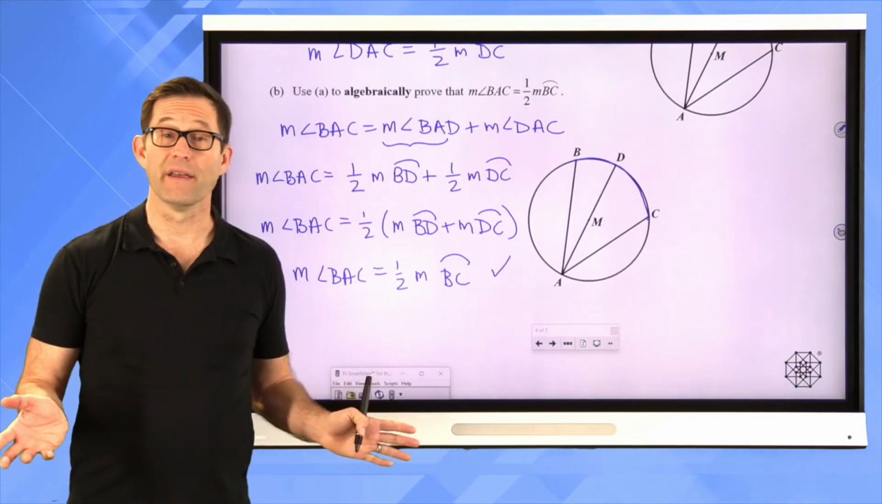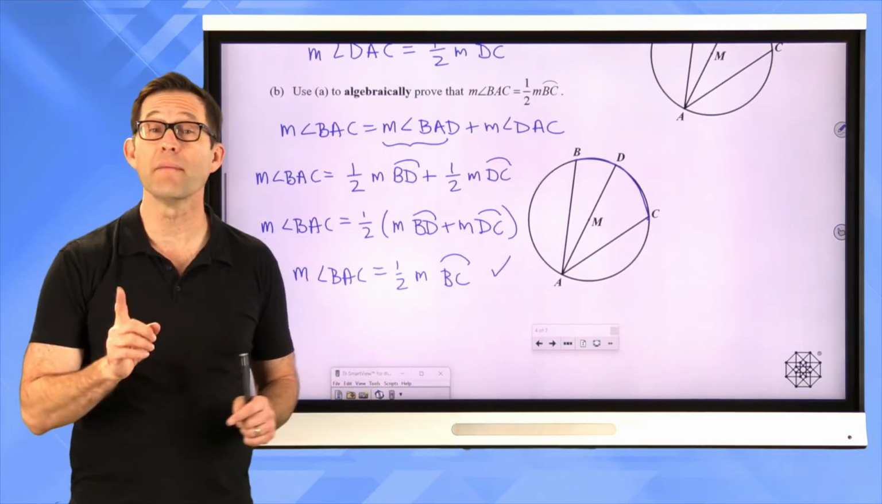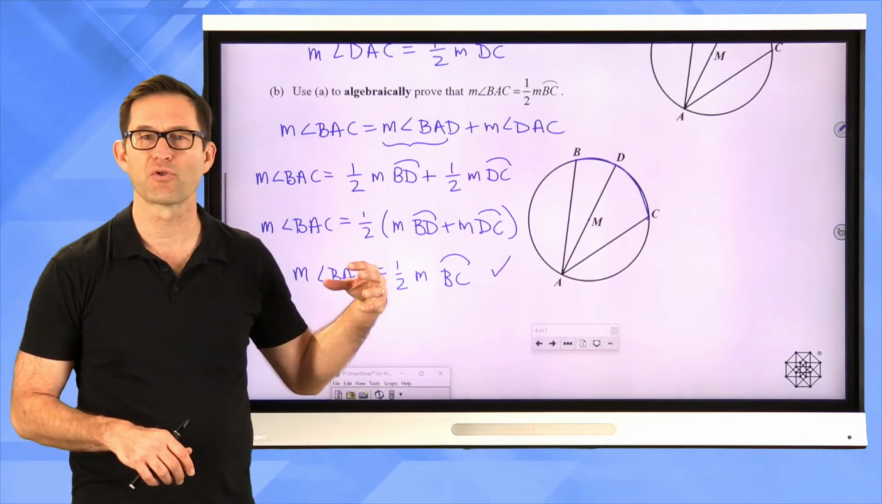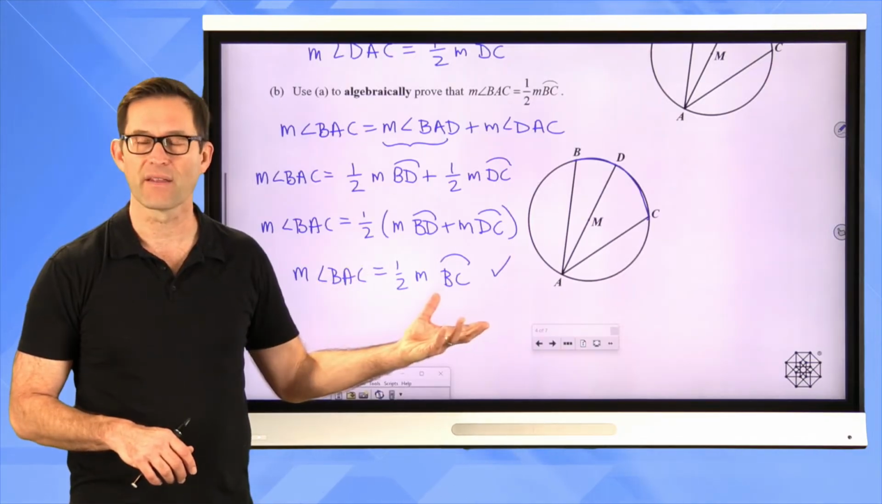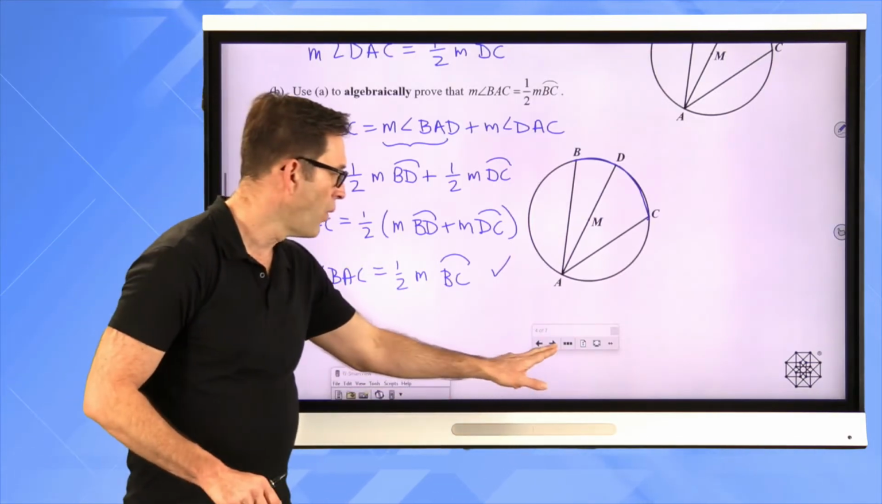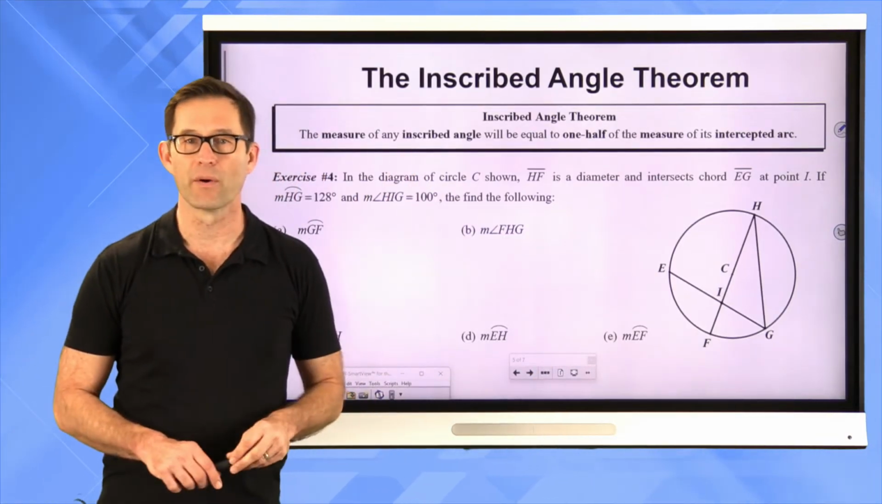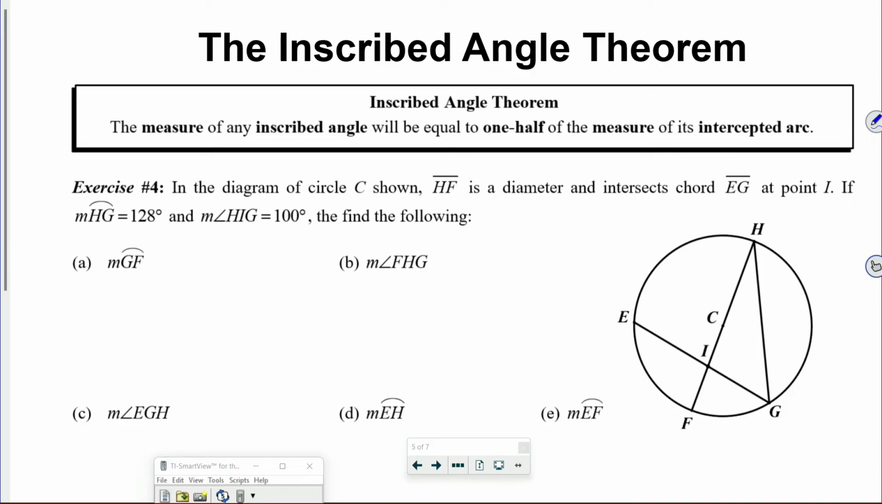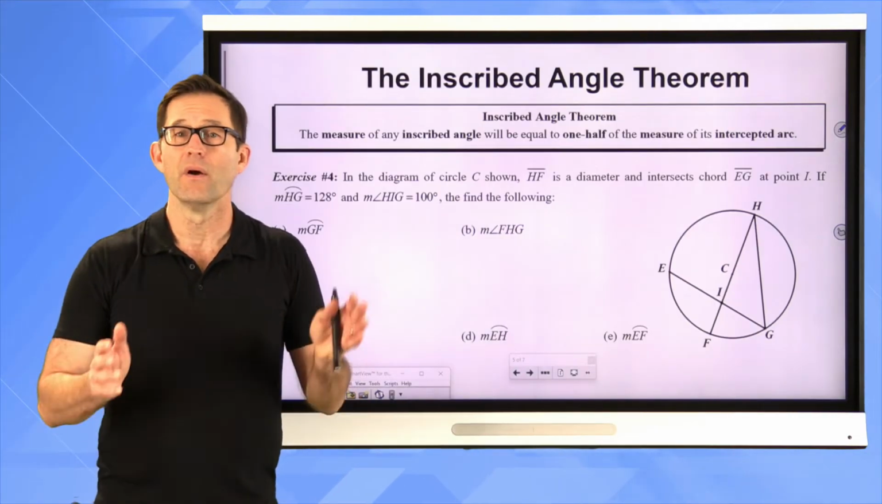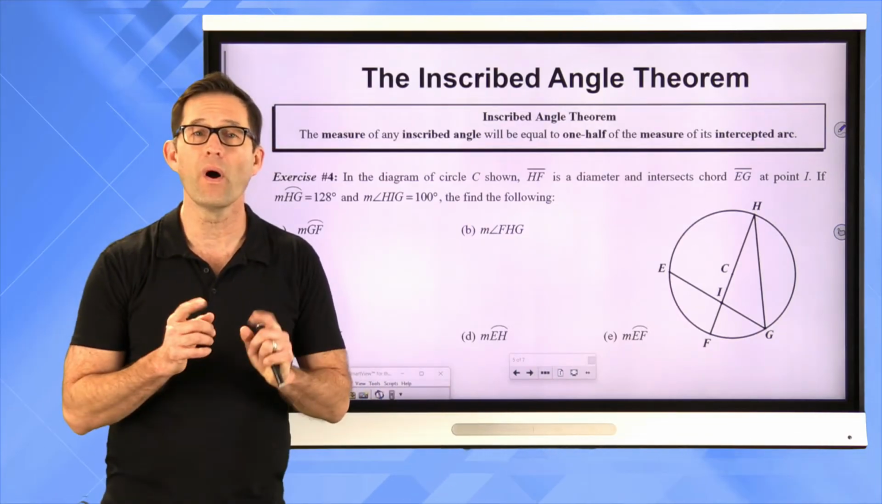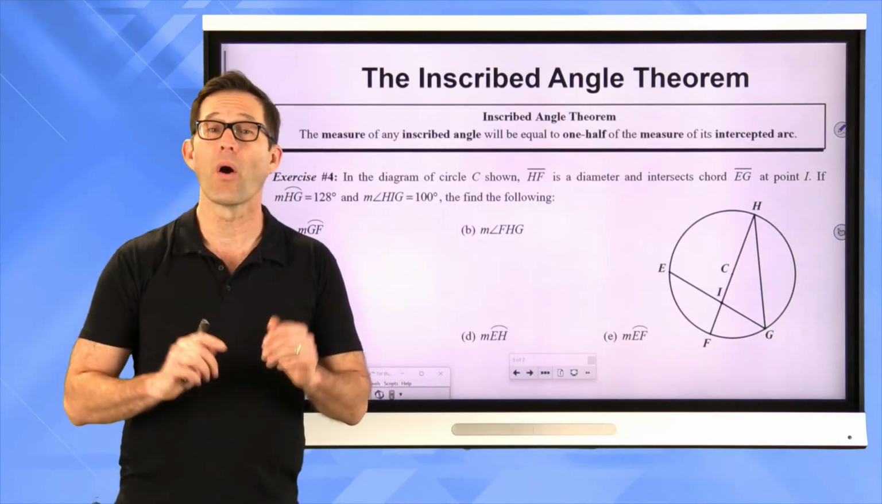Now there is a third case that we haven't seen yet, and you may play around a little bit with that on the homework, that would actually require you to do some subtraction of arcs instead of adding them. But regardless, one of the most important theorems in all of circle geometry is the inscribed angle theorem. The measure of any inscribed angle will be equal to 1/2 the measure of its intercepted arc. Okay, very, very important. Whatever your inscribed angle measurement is, however big it is, it will always be 1/2 the measure of whatever arc it intercepts.